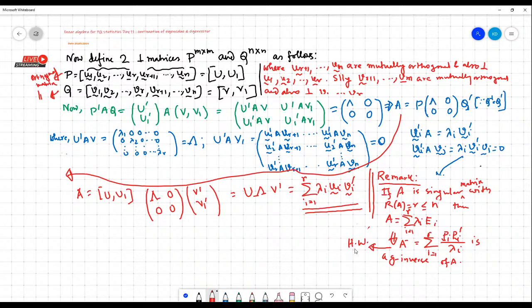If you know the eigenvectors and eigenvalues, then you easily convert eigenvectors to orthonormal eigenvectors, and using the orthonormal eigenvectors and eigenvalues you can find G inverse as follows. So this result is obtained from spectral decomposition. This is another method of constructing G inverse. Okay, we will discuss in the next class how to construct G inverse using this method. Okay, so now another remark.